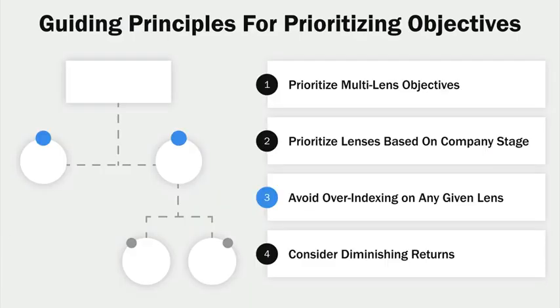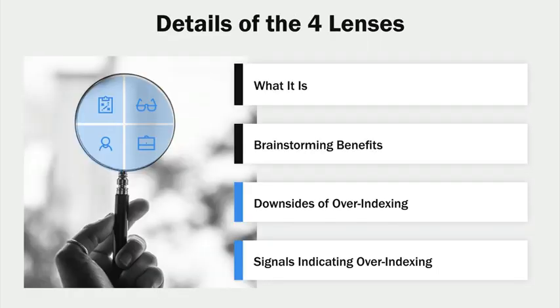impact. The third guiding principle is to avoid over-indexing on any given lens. As you learned in Lesson 1, each lens has distinct blind spots, with cues when you've over-indexed on them.